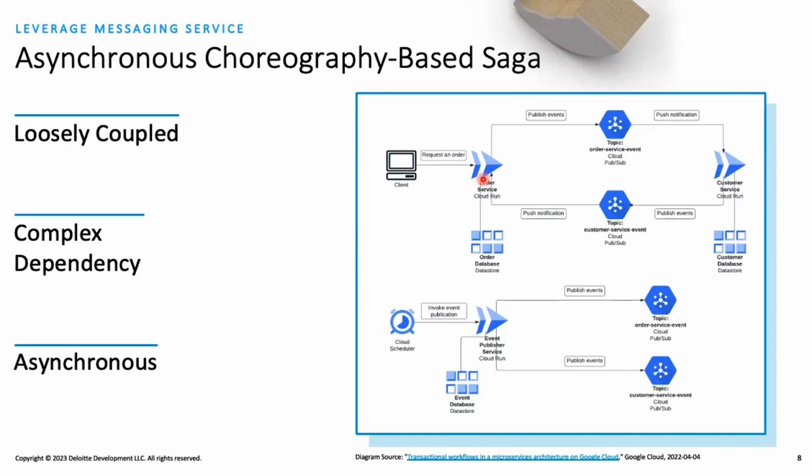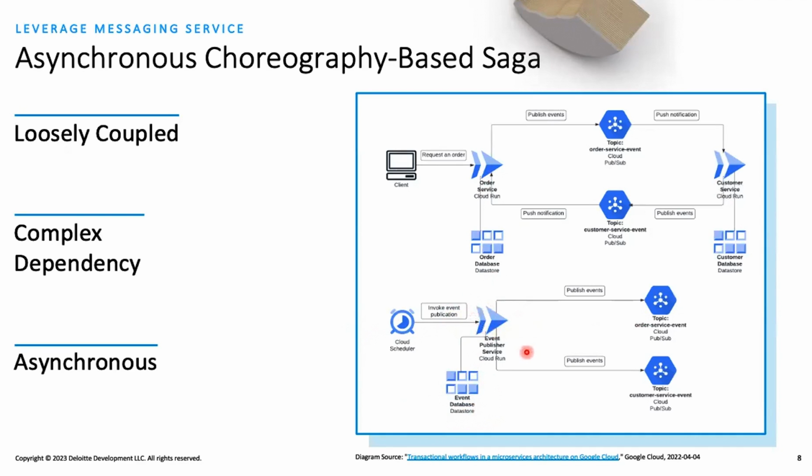To make it robust, the order and the customer service store events in the event database at first. Then the stored events are published periodically through Cloud Scheduler. And the Cloud Scheduler invokes the event publishing service to publish events.